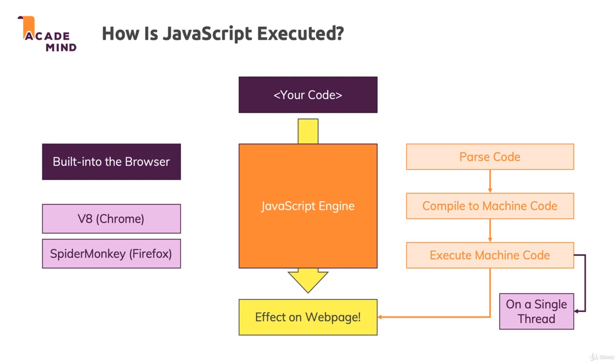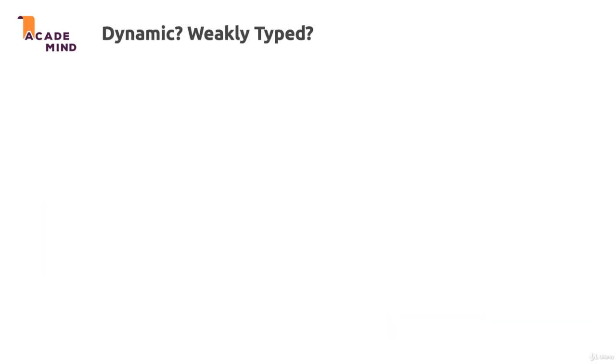But with that, we know what interpreted means, what compilation means, and how the JavaScript code is executed. What does dynamic and weakly typed mean then?